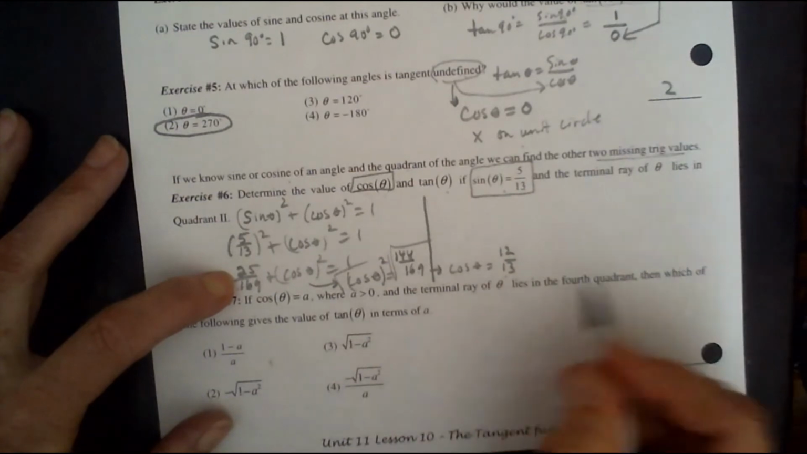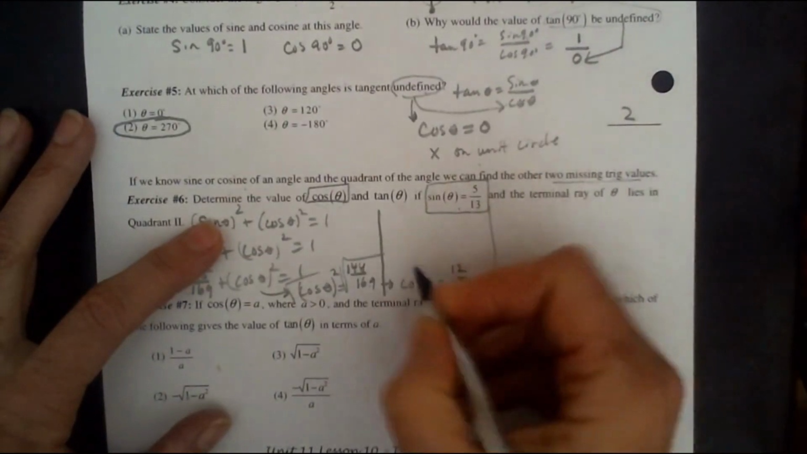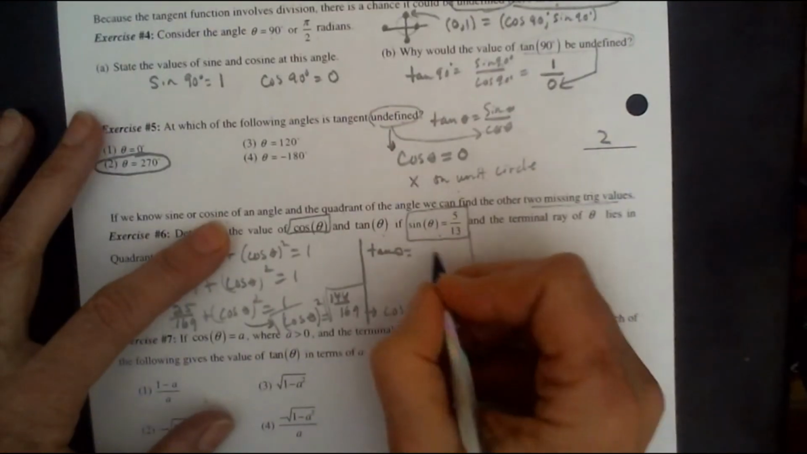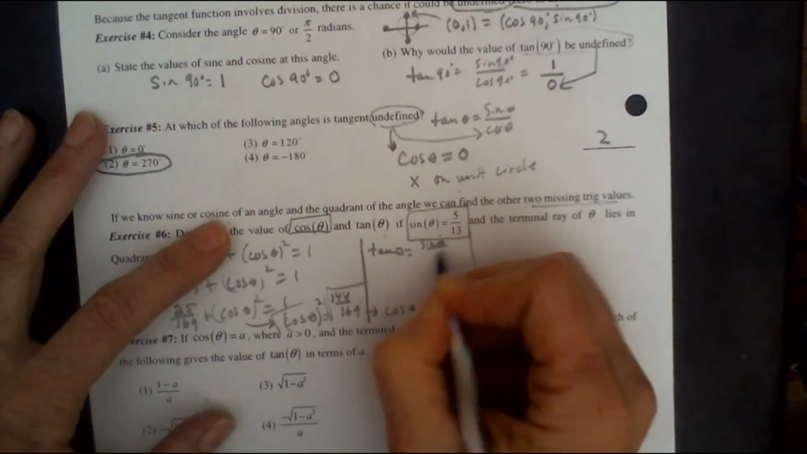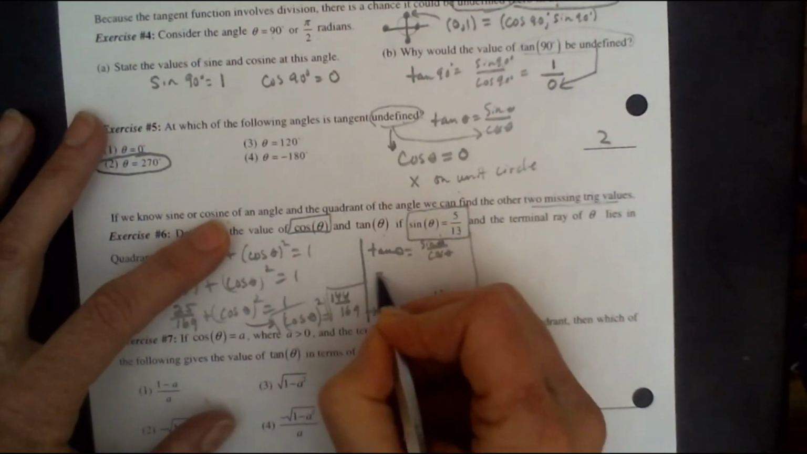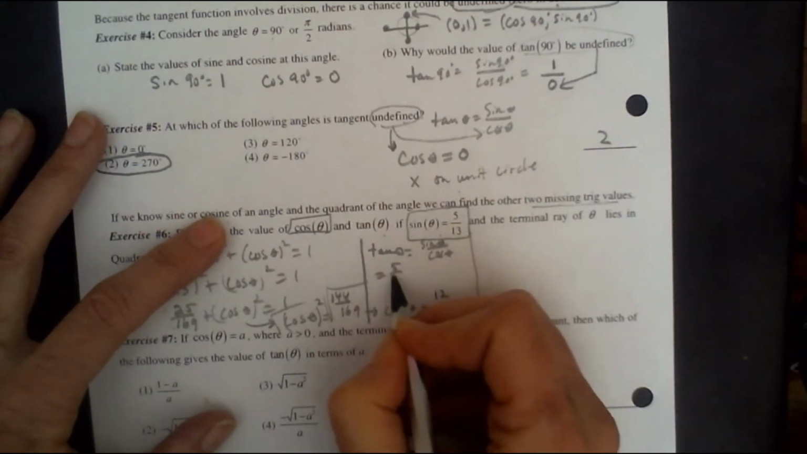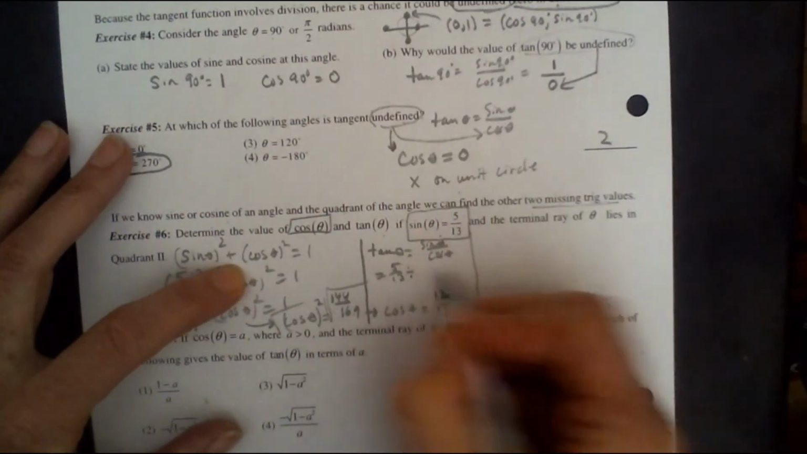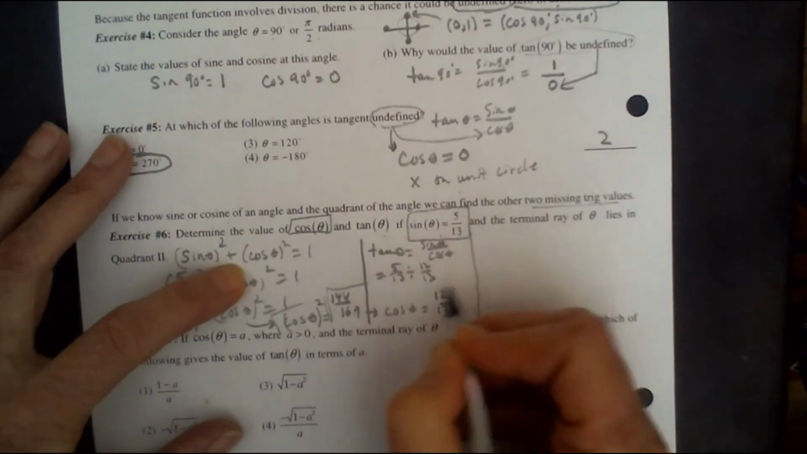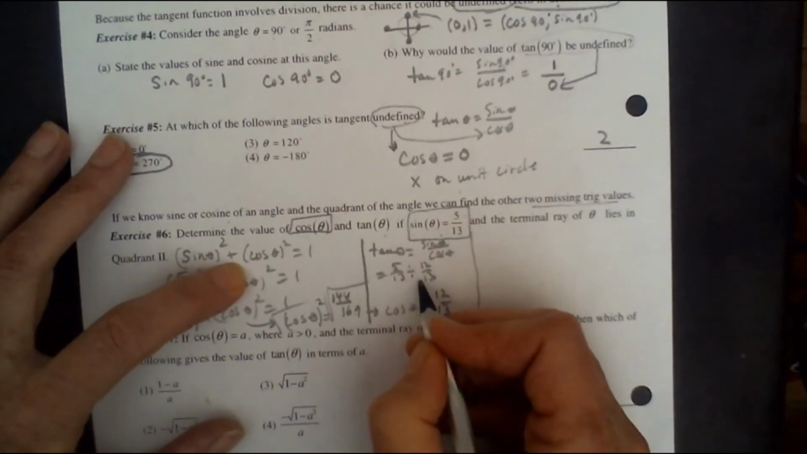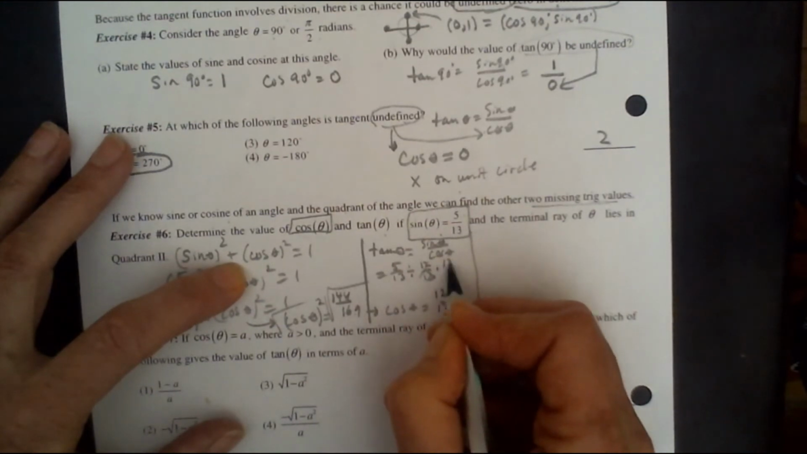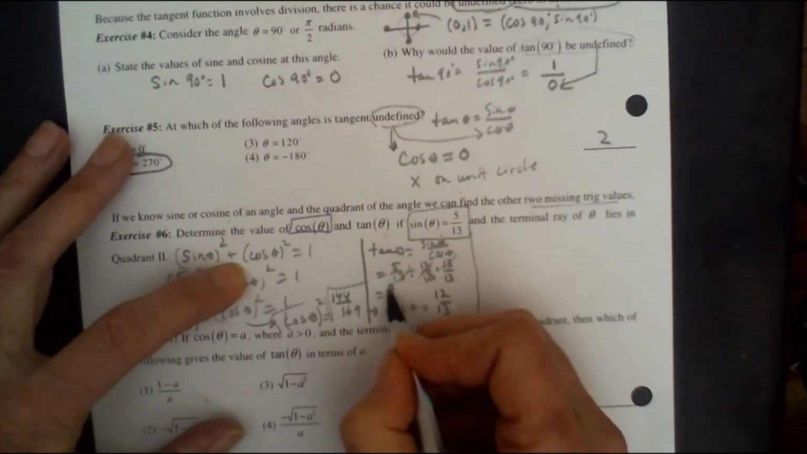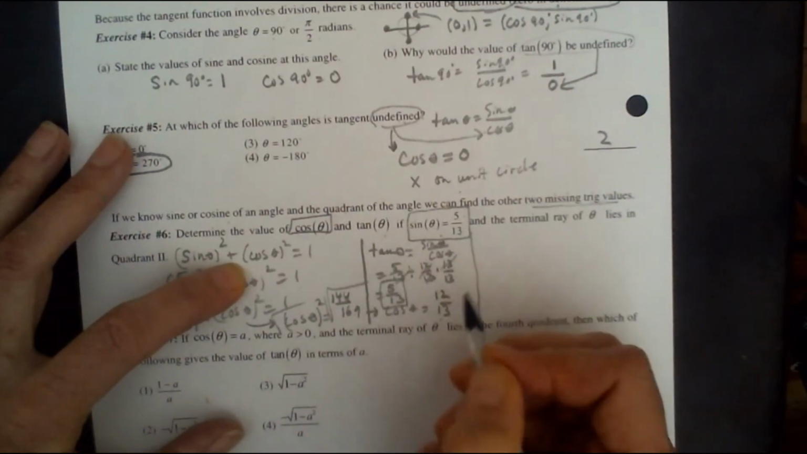I'm kind of running out of room. So I'm going to say right here, the tangent is equal to the sine divided by the cosine, which is equal to 5/13 divided by 12/13. And if you divide by a fraction, it's the same thing as multiplying by the reciprocal, 13/12. Well, the 13s will cancel, and you're left with 5/12. That is your tangent value.